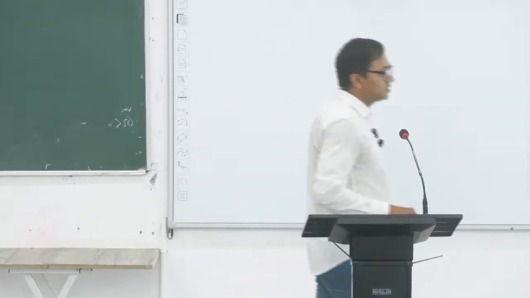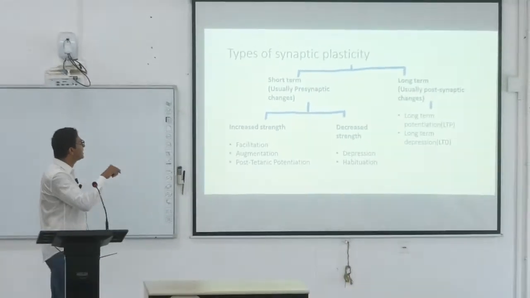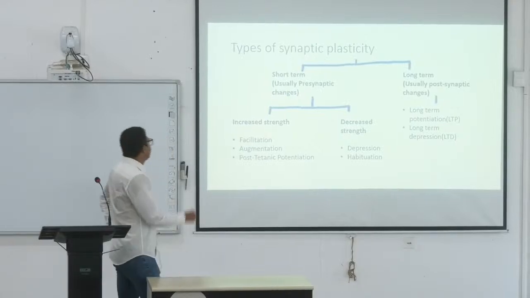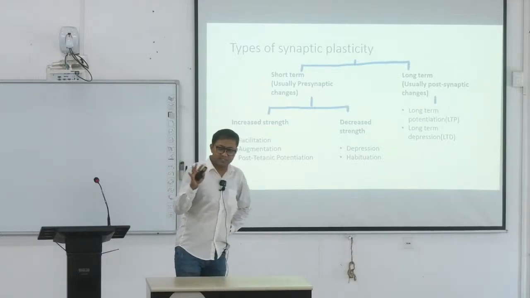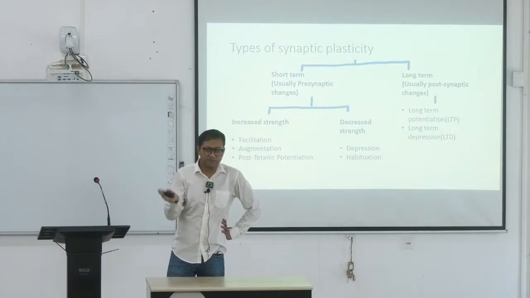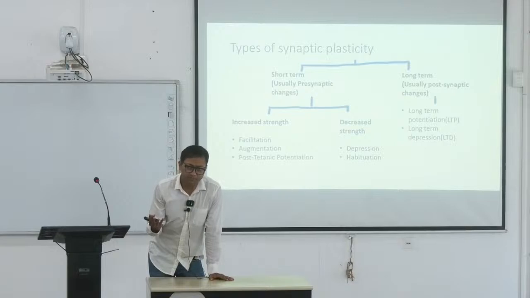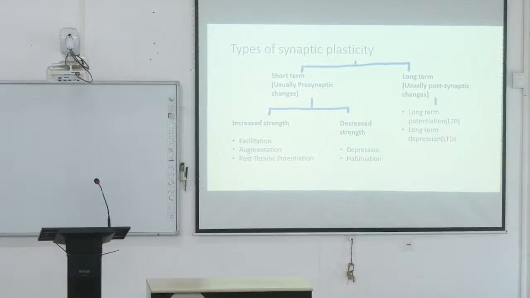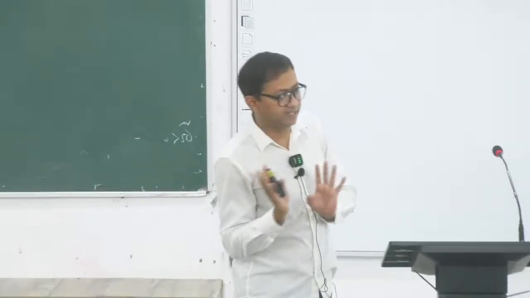So types of synaptic plasticity, so there might be some short-term changes and there might be some long-term changes. Short-term changes are usually pre-synaptic changes, and long-term changes are usually post-synaptic changes, right? So what are short-term changes? I already told, during synaptic plasticity, the strength of a synapse may move both ways. That means the strength of a synapse may increase or may decrease as well, right? That is also synaptic plasticity, okay? So we do not know where there is increase and where there is decrease in synaptic strength, right? But both ways can happen.